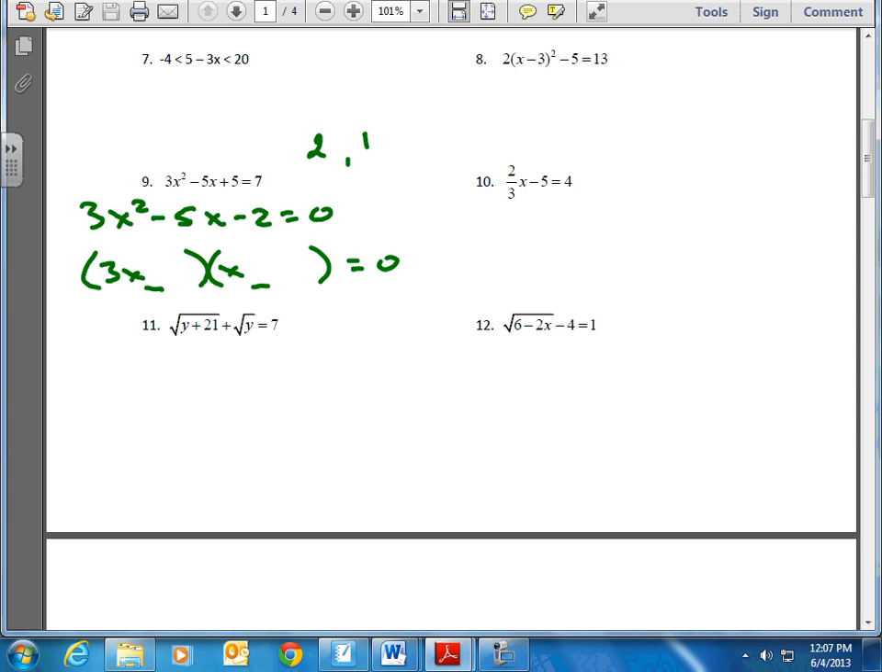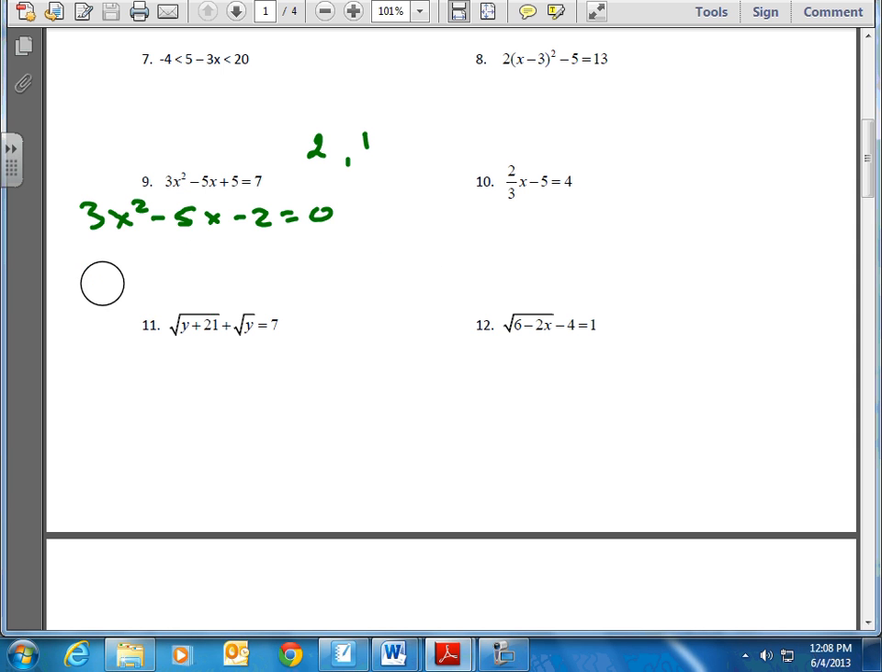But I do know whatever I put into this position gets multiplied by the 3. Whatever I put in this position gets multiplied by the x. And I take those products and I subtract them to give me the 5. Why do I subtract? Because that is negative, and since that is negative, my signs are different, and when my signs are different, I subtract. So, what two things will multiply together to give me 2? 2 and 1. 3 times 2 is 6, 1 times 1 is 1, and 6 minus 1 is 5.